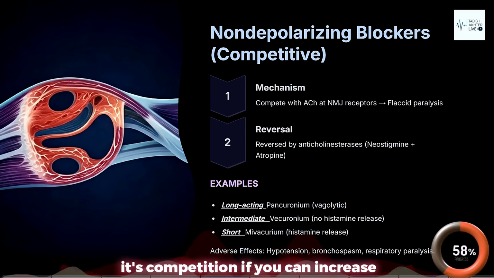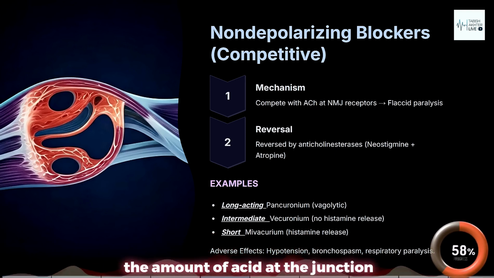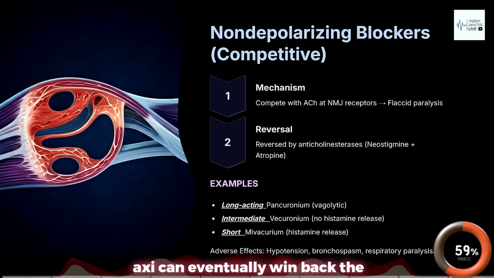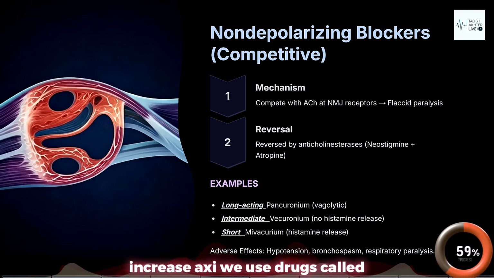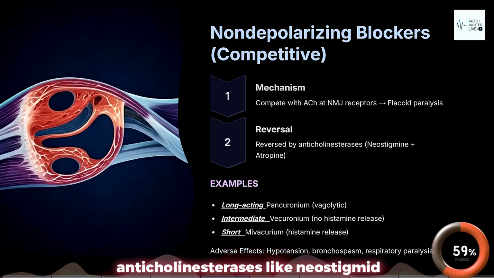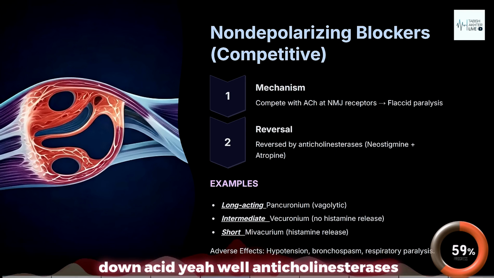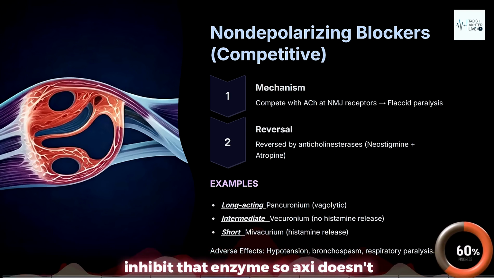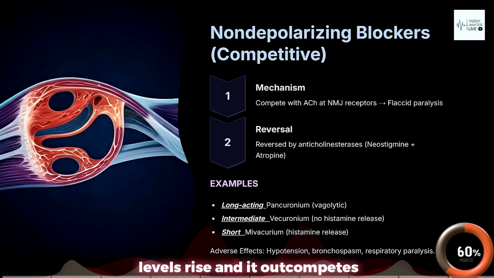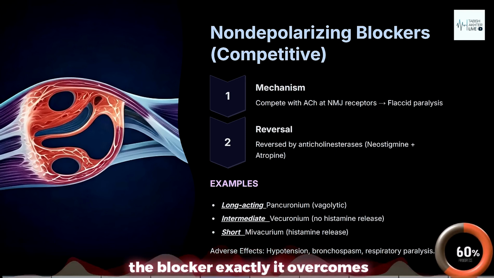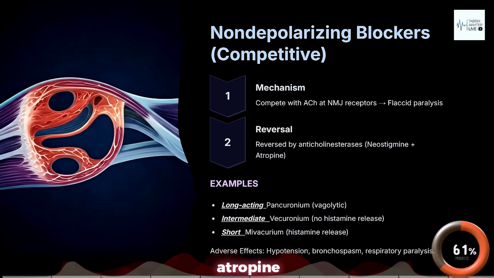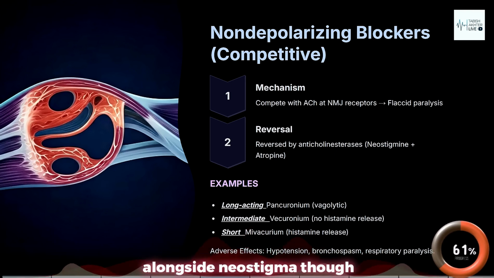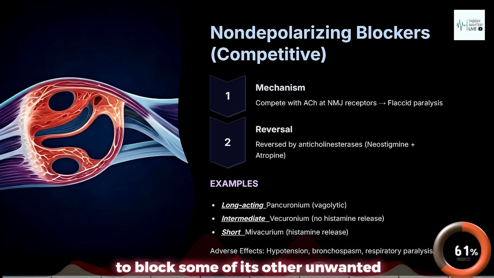Because it's competition, if you can increase the amount of ACh at the junction, ACh can eventually win back the receptors. How do you do that? Increase ACh? We use drugs called anticholinesterases, like neostigmine. Remember, cholinesterase breaks down ACh. Well, anticholinesterases inhibit that enzyme. So ACh doesn't get broken down as quickly, its levels rise. And it outcompetes the blocker. Exactly. It overcomes the blockade. We usually give something like atropine alongside neostigmine, though, to block some of its other unwanted effects elsewhere in the body.